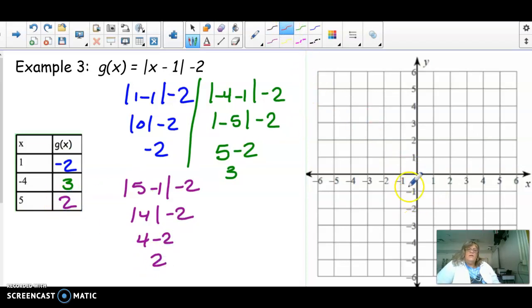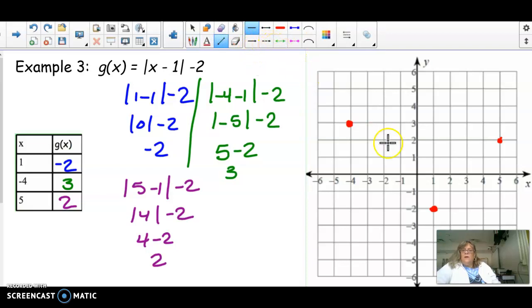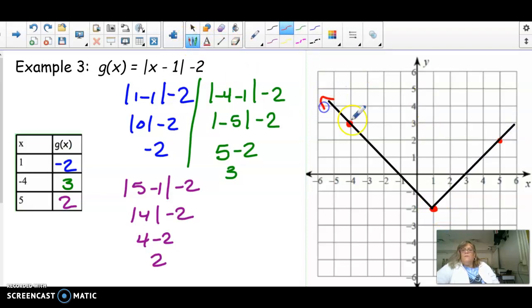And let's go over here and let's put these on our graph. So if I have 1, negative 2, that's here. If I have negative 4, 3, that's up here. And if I have 5, 2, that's up here. And all I have to do is just go in and graph my lines. And hopefully everybody remembers from Algebra 1 that when you graph an absolute value, it is V-shaped. It's shaped like the letter V.